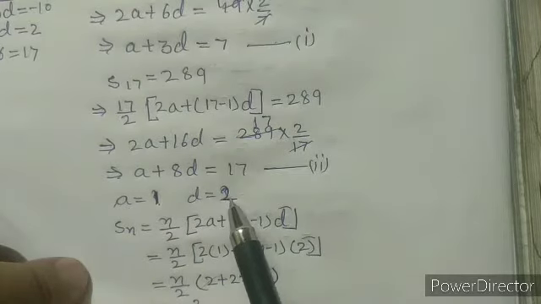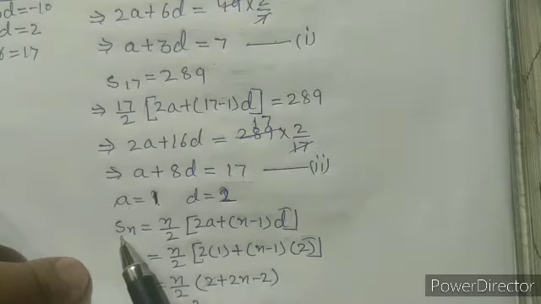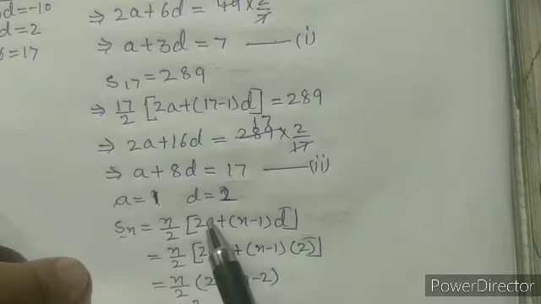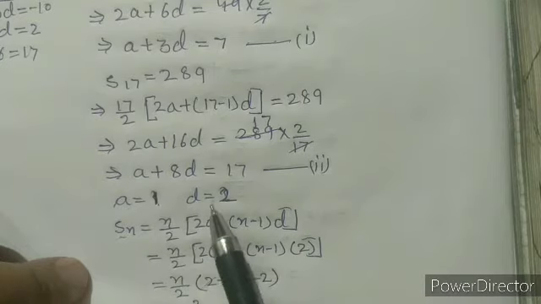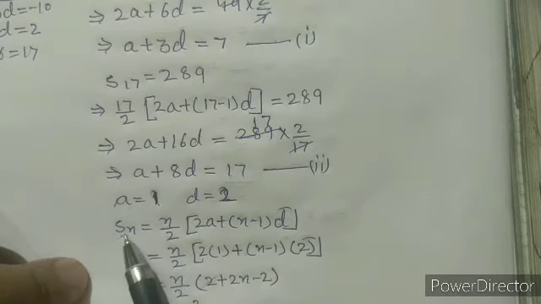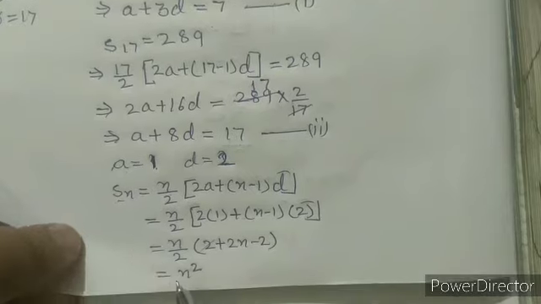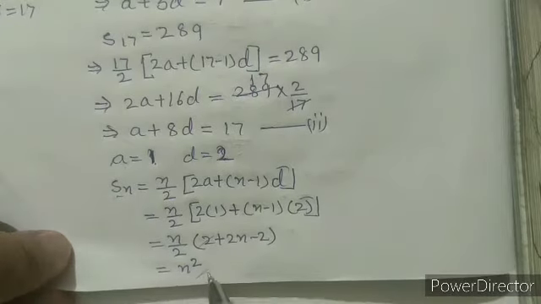Now we have to find the value of the sum of n terms of the AP. That will be Sn, and Sn is equal to n by 2 (2a plus (n minus 1)d). Here we will put the values of a and d to get the value of the sum of n terms, and that is equal to n square.